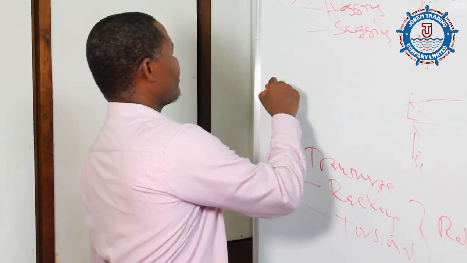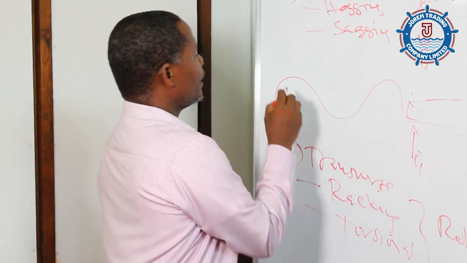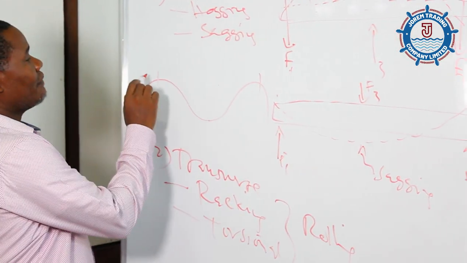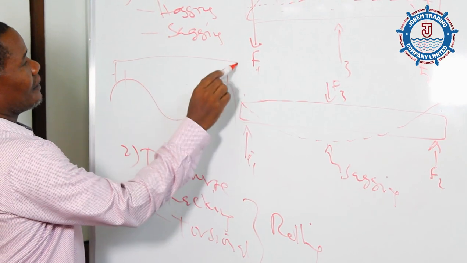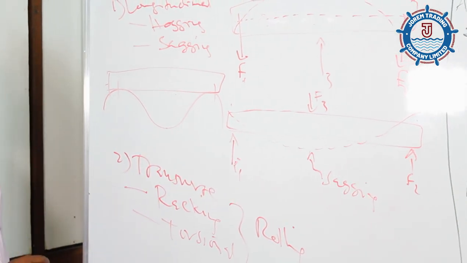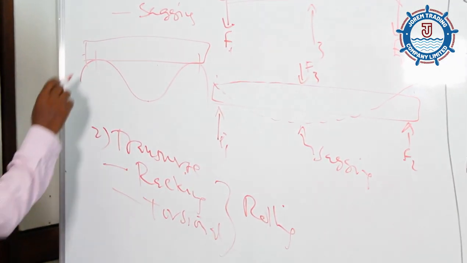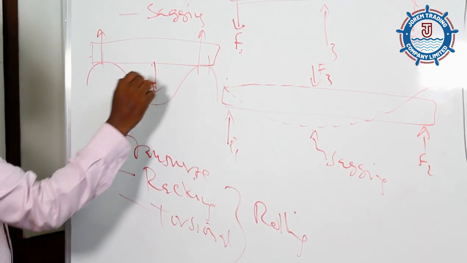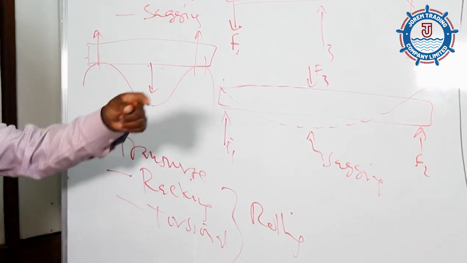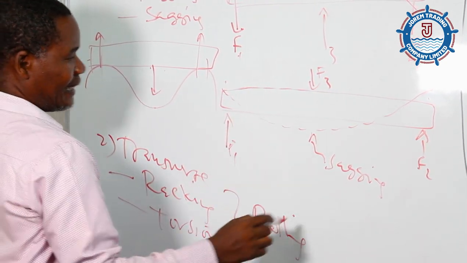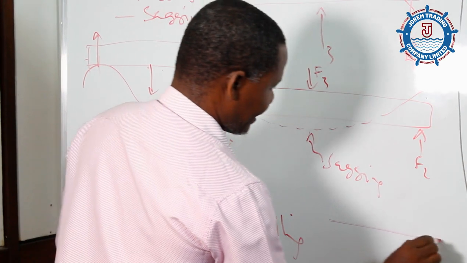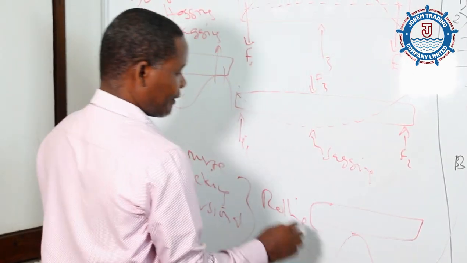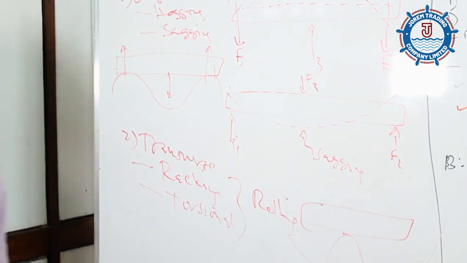For example, you have a crest here, and a crest there, and a trough here. If the ship is between them, what do you think will happen? This will be pushed up, and the other one will be pushed up, and this one, it will what? It will sag. And if the ship is like this, and you have the wave here and the trough on the other side, it means it will hog.